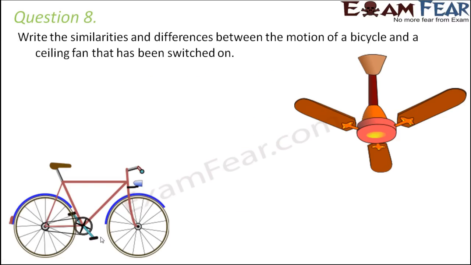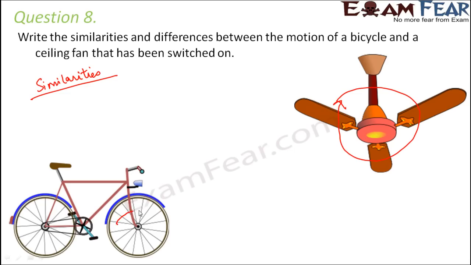Question number 8. Write the similarities and differences between the motion of a bicycle and a ceiling fan that has been switched on. Let's first note down the similarities. If you look at the motion of a fan, it moves in a circular path. The blades of the fan move in a circular path. Similarly, the wheels of the bicycle move in a circular path. So one similarity is that in a bicycle the wheels move in circular motion, and similarly the blades of the fan exhibit circular motion.